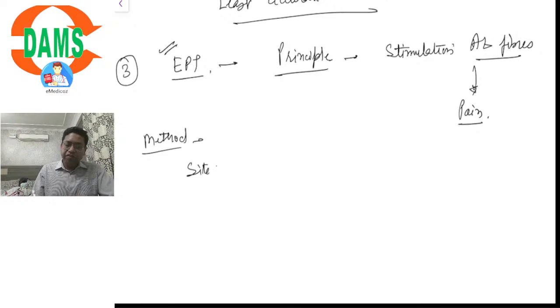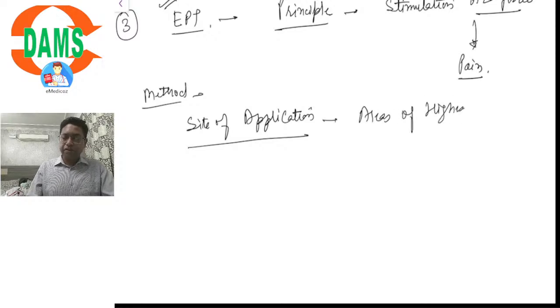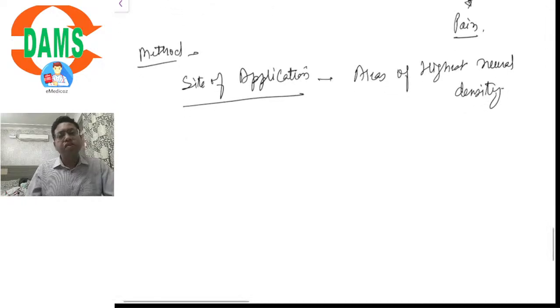Site of application. Where should the EPT electrode be applied? It should be applied in areas of highest neural density because our purpose is to test via application of current and stimulation of A delta nerve fibers. So in the areas of the tooth where the highest neural density would be present.